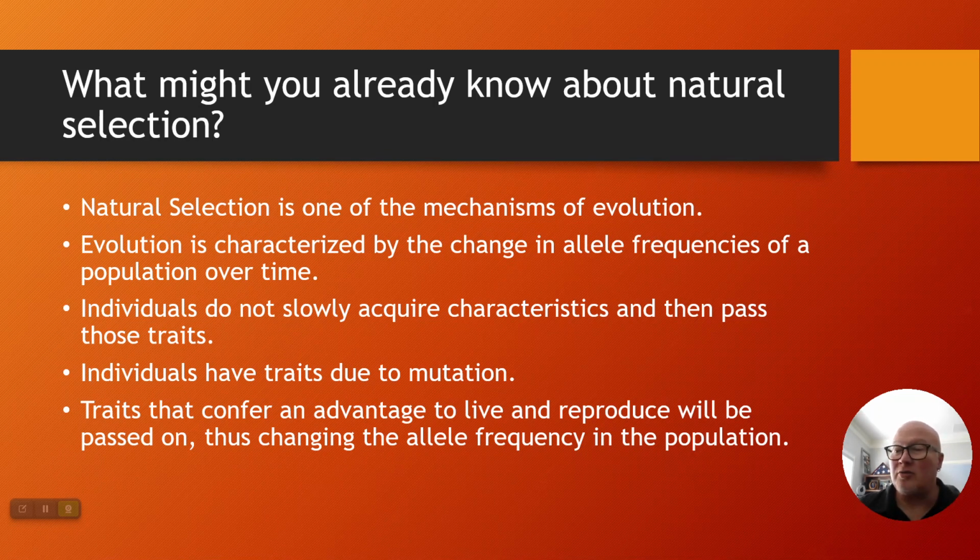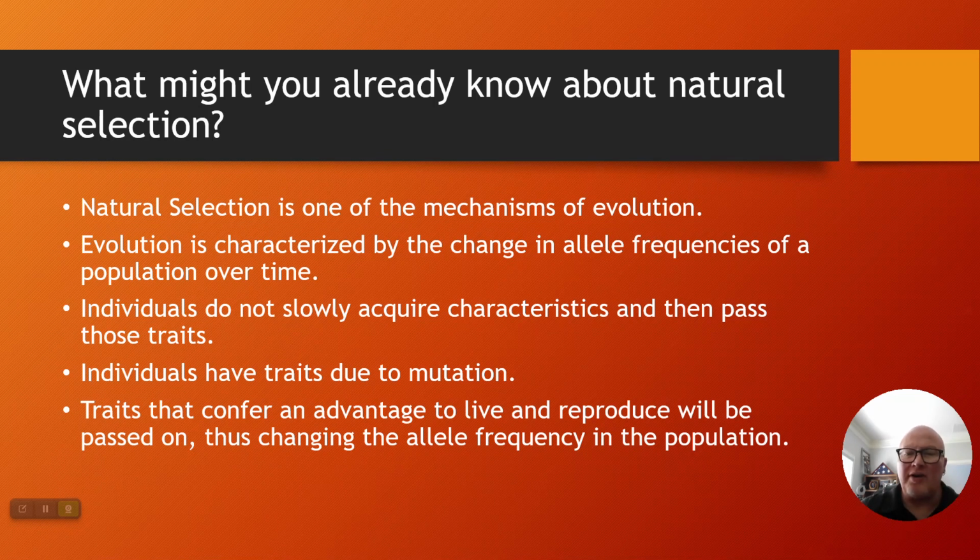Individuals have traits due to mutation. Now, if I had a mutation of some sort, and I don't mean like an X-Men mutation, I'm not going to have fire coming out of my eyes and I'm not going to be able to control the weather. But anytime you change the genetics of something, that's a mutation. And if it's a change in the genetics that gets passed on, then that particular trait gets passed on to the next generation.